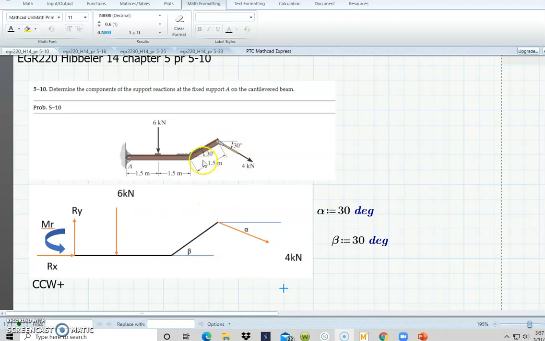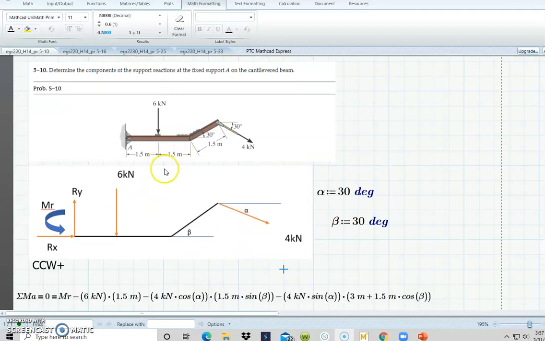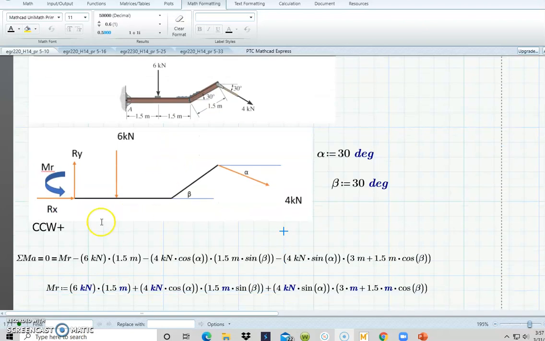Those two angles are equal, so to keep track of which one I'm using in the equations, I call them alpha and beta. And I didn't put all the distances because the diagram's right there. So first I said, let's take the moments about A, because that gets rid of Rx and Ry. Now, it doesn't get rid of MR. In fact, MR is the first thing.